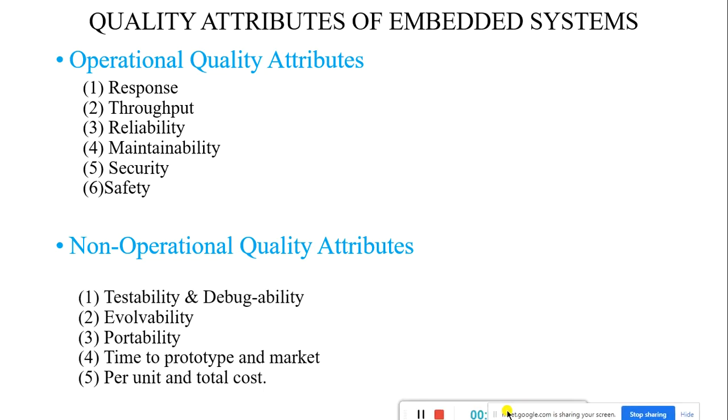Then, coming to the non-operational quality attributes: testability and debugging ability, availability, portability, time to prototype and market, and per unit total cost. These are the non-operational quality attributes of any embedded system. In this class, we'll go through a detailed explanation of the individual quality attributes, both in operational and non-operational mode.